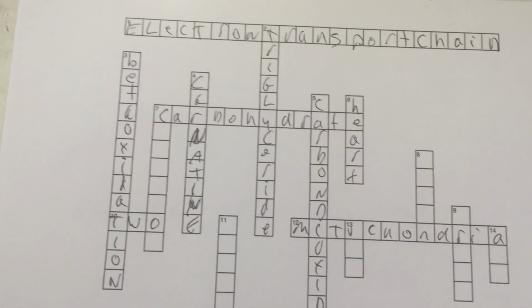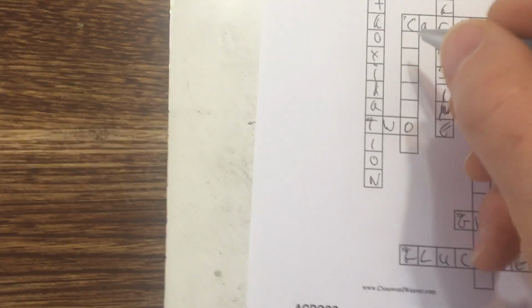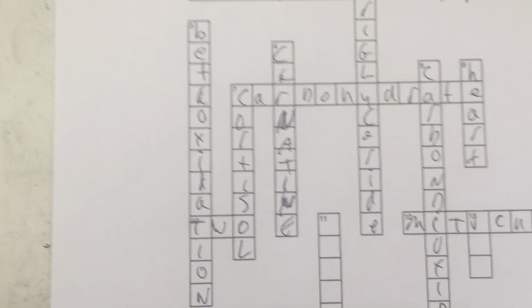7 down, this hormone stimulates breakdown of muscle protein. This would be cortisol. It's released during high stress situations, sometimes released during exercise.